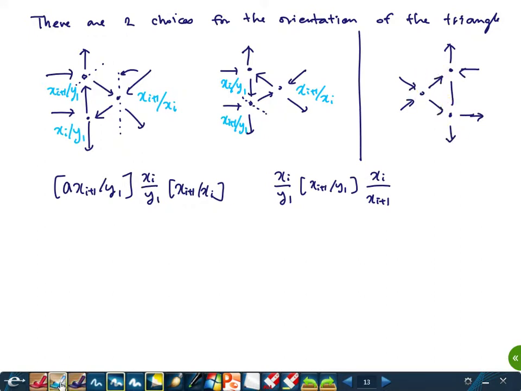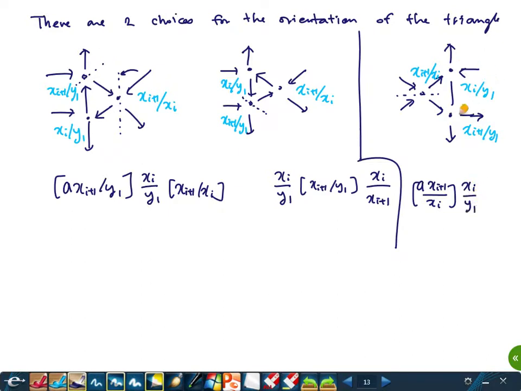Right? The weight, the label over xi, here xi over y1, xi plus 1 over y1. What is the weight of this? We can do the same thing. Here is like this thing, so az, right? For this vertex, what is this? Horizontal thing, so the label is this, so xi over y1.